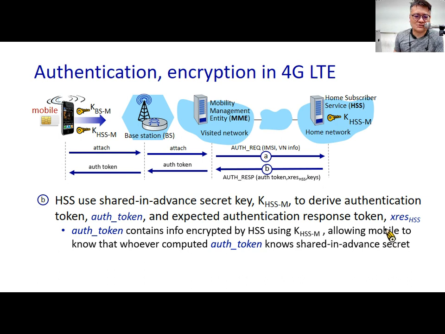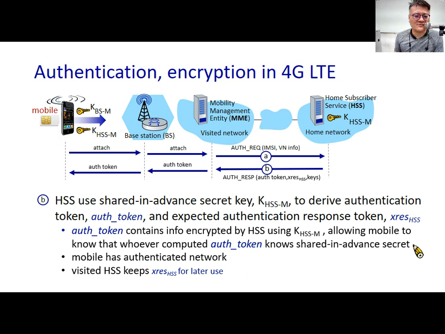So the authentication token contains information encrypted by the HSS. Using the key shared between the mobile and the HSS allows the mobile to know that whoever computed the authentication token knows the security key shared in advance. So the mobile has authenticated the network. And the HSS keeps the pre-shared key for later use.